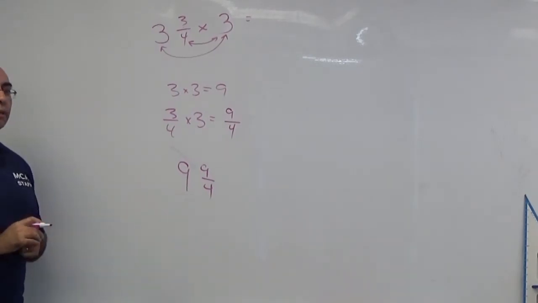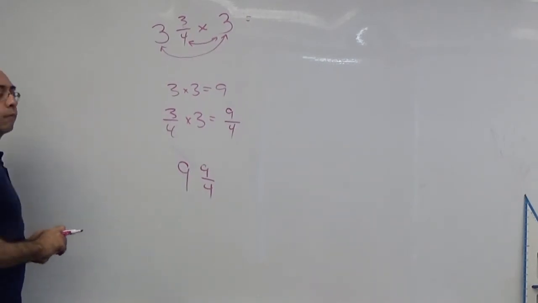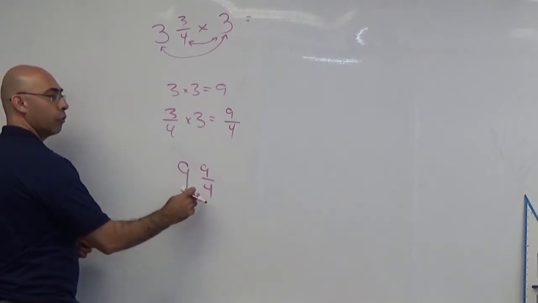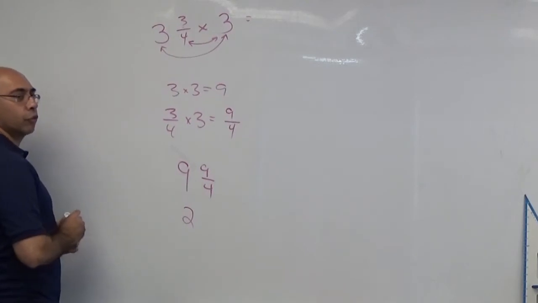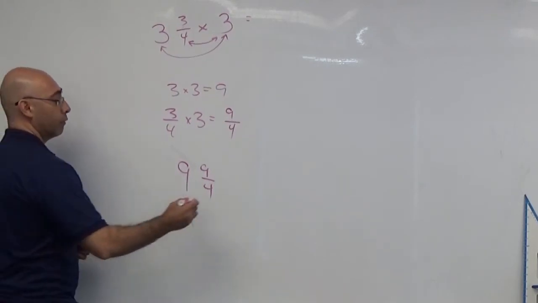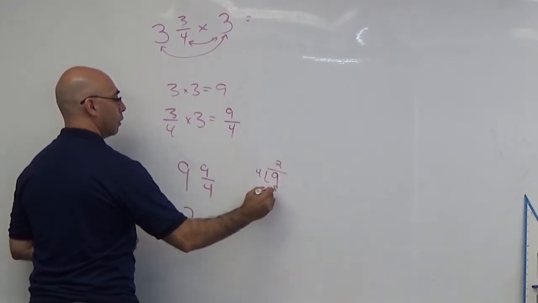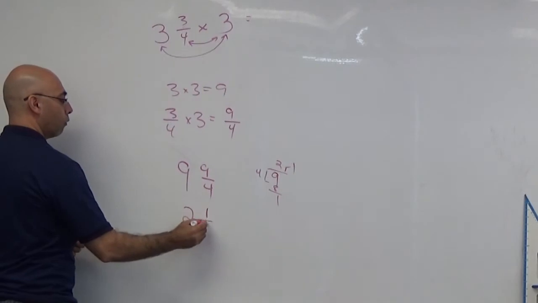Well, are we done? No. So what can we do next? I'll let you continue since this is your idea. Okay, so you do 9 divided by 4. How many 4s can go into 9? 2. And how much is left over? If you don't remember, just do this. Oh, 1 remains. So it's 2 and 1/4.